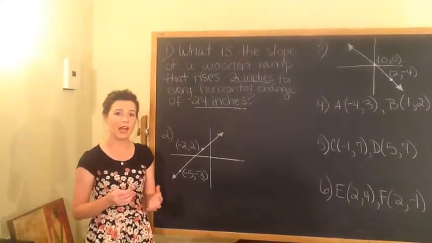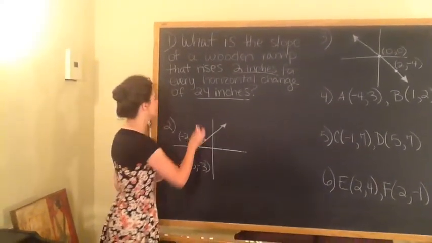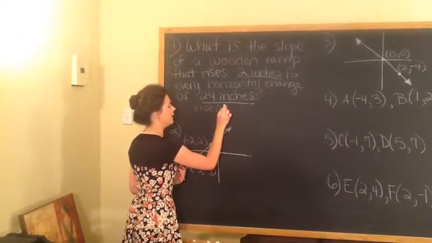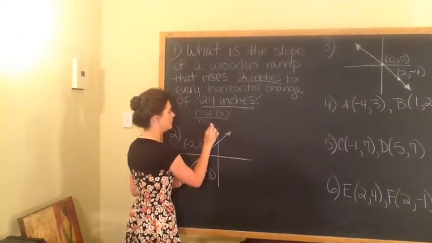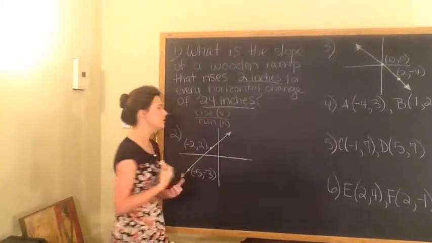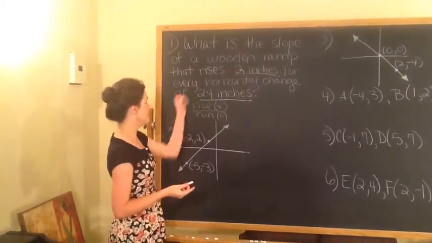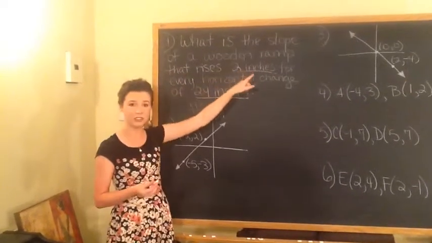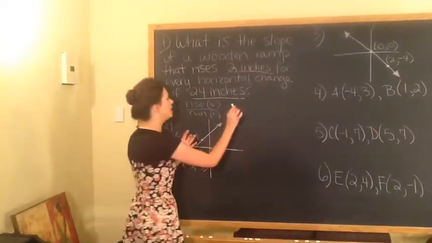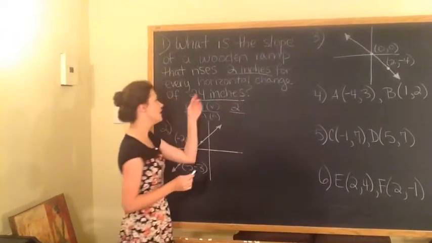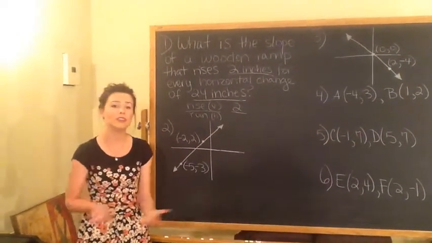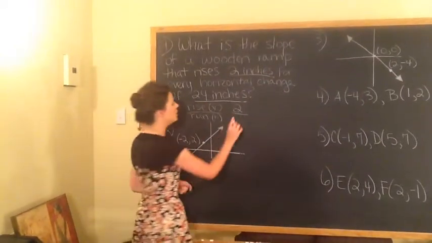So now we need to go ahead and make a ratio. And our ratio is going to be rise, which is the vertical change, over the run, which is the horizontal. So let's go ahead and look at our terms. So our 2 is actually the rise, so it says that rise is 2 inches. So that's going to be on the top. Rise is 2 inches, and then it says horizontal change of 24 inches. So since the run or the horizontal change is in the bottom, we'll put 24 in the bottom.